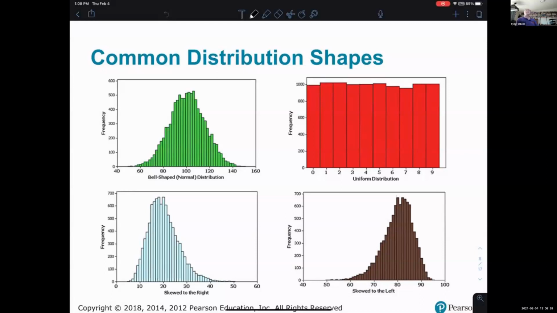Questions, comments, discussions about these common distribution shapes? Lost my chat window. Let's see if I can get that.